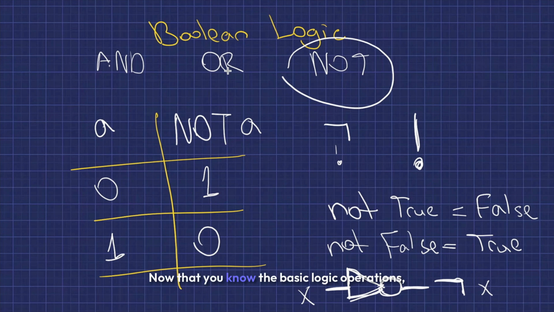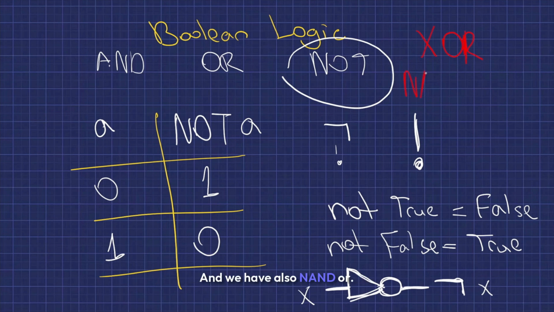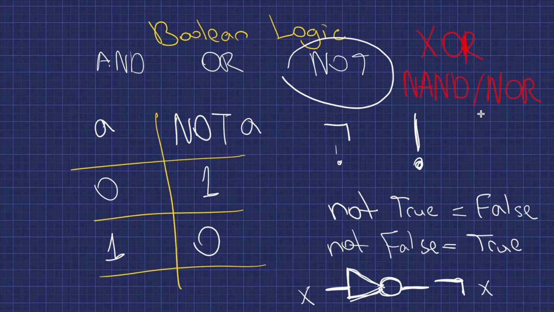Now that you know the basic logic operations, you will soon learn how to combine them to build more advanced logic gates, like XOR, which is exclusive OR, true only when one input is true, not both. You will learn that in the next lectures. And we have also NAND and NOR. These are combinations of basic operators. Now you will also learn how these gates are wired together to create circuits that can add, subtract, compare, and store information. Now that's what your computer does every second.